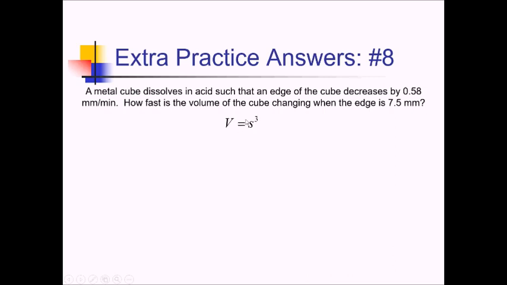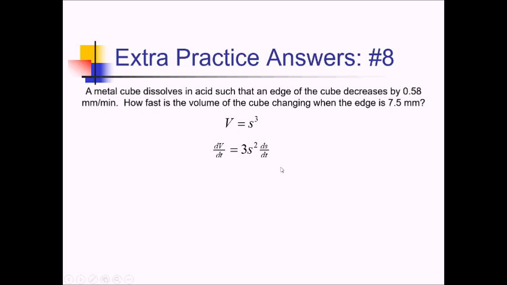V equals s cubed. Taking the derivative of this, we're going to do this implicitly now with respect to time for everything. We're going to have dV over dt for derivative of volume. And derivative of s cubed is going to be 3s squared times, because we're using the chain rule here, times ds over dt, because s, like everything else in this problem, is an implicit function of time.